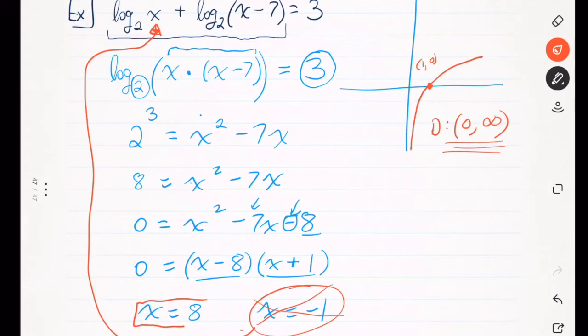It's always best to check both answers when the domain starts to get tricky. Exponentials don't have that problem because exponential graphs have a domain that is all real numbers. So x equals 8 seems to work out, and 8 minus 7 is just 1, so it works out fairly well. So this is the only solution to this equation.